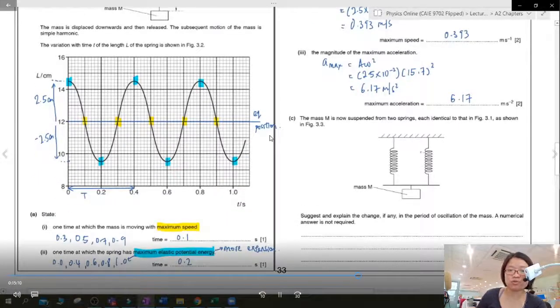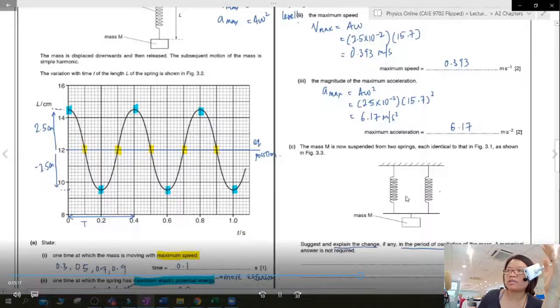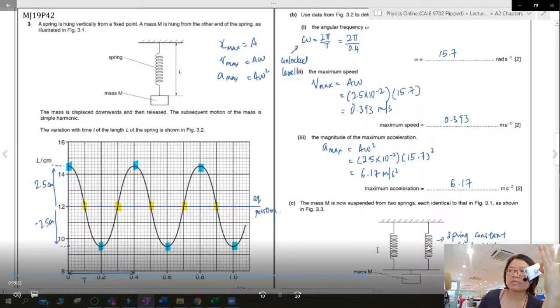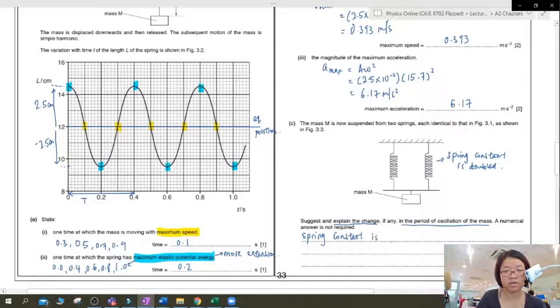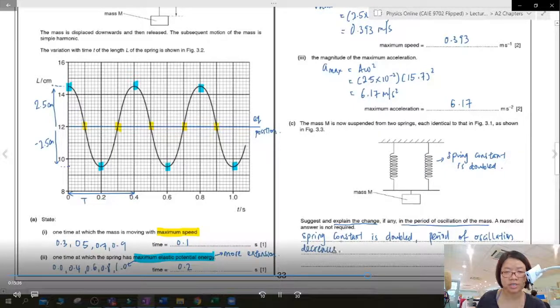Anyway, we're going to move on to part C. In fact, I think this 8 marks is bonus. Now we add another spring. Explain the change, if any, in the period of oscillation of the mass. If you have 2 springs, it's harder to stretch. Harder to stretch means the spring constant is doubled. So this is the first point that you can write: the spring constant is doubled. And this means that the period of oscillation decreases.